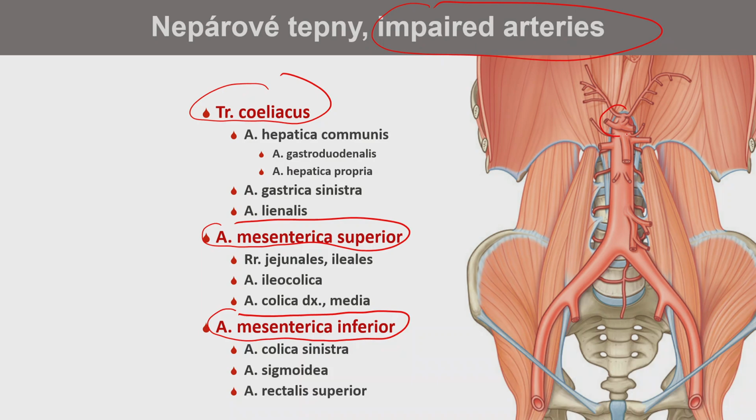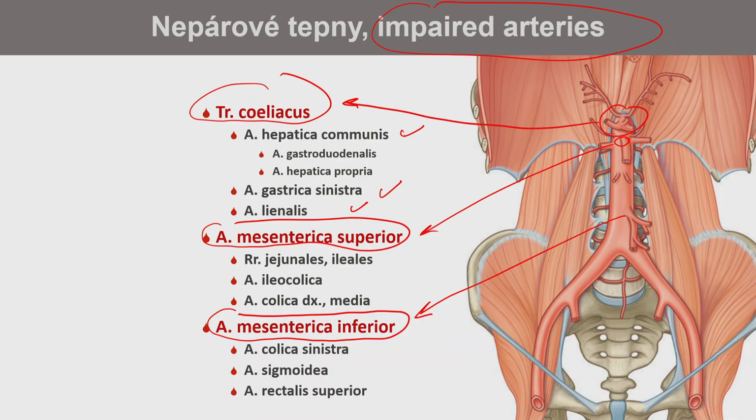And here we have those: the celiac trunk, superior mesenteric artery, and inferior mesenteric artery. The celiac trunk is dividing into three main arteries, which are called the common hepatic, left gastric, and lienal or splenic artery. Those are supplying the upper part of the abdominal organs, including the liver, stomach, duodenum, pancreas and spleen.